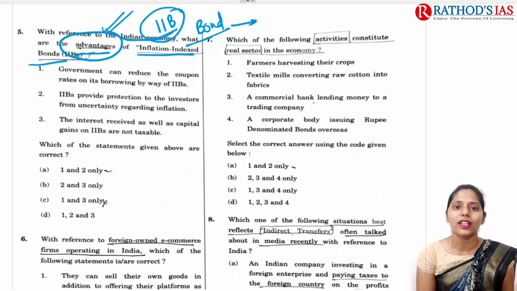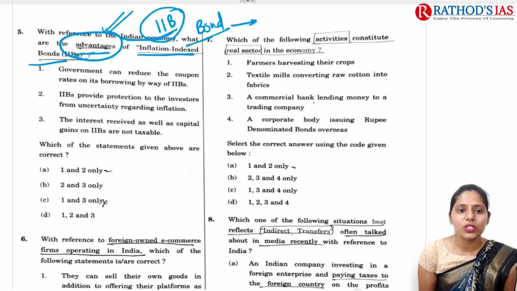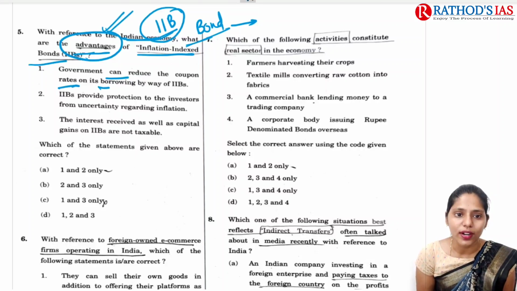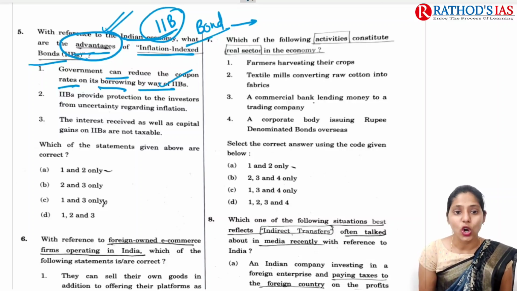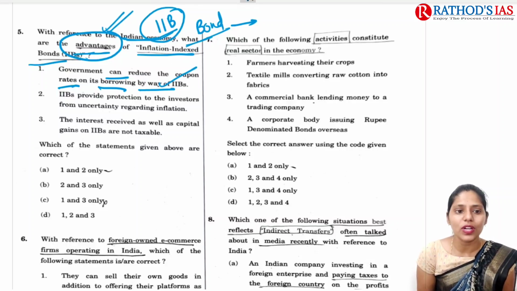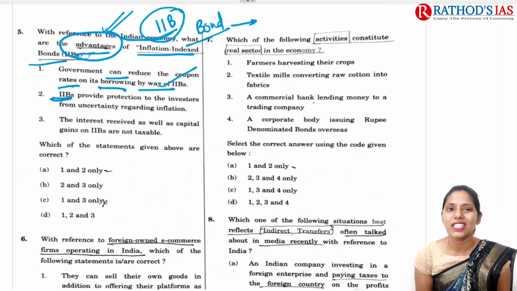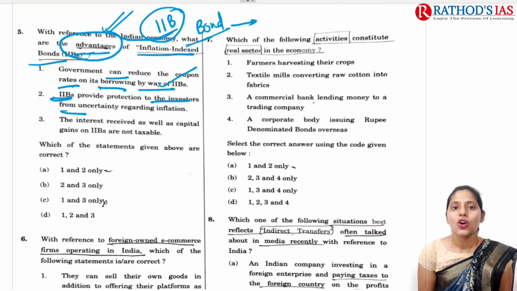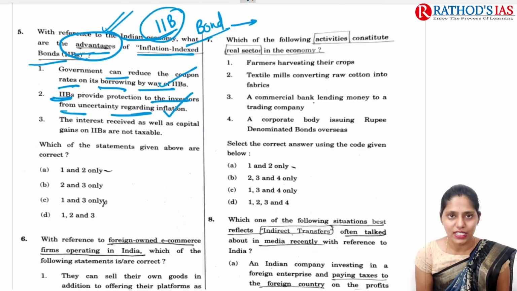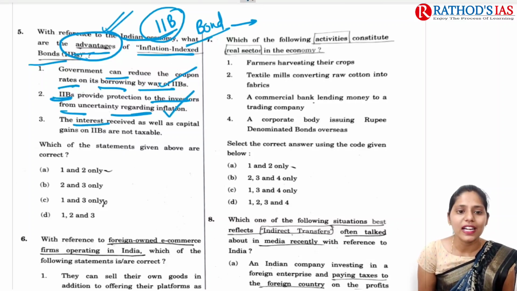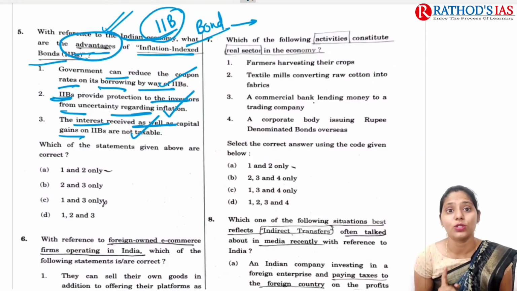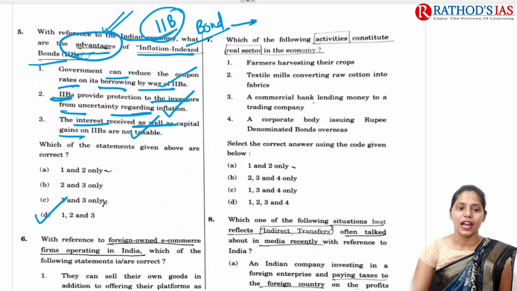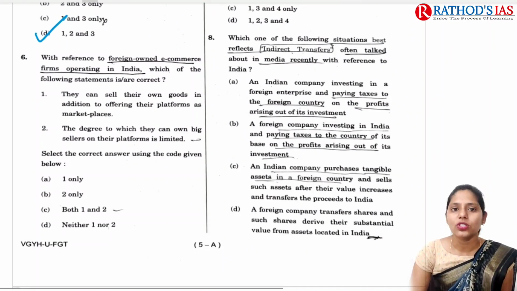So now let us see what advantages are given here. First one is, government can reduce the coupon rates on its borrowing by way of inflation indexed bonds. Yes, government can reduce the coupon rates. And next one is, inflation indexed bonds provide protection to the investors from uncertainty regarding inflation. Yes, this statement is absolutely correct. And next one is, the interest received as well as the capital gains on these inflation indexed bonds will have no tax. Yes, this statement is also correct. So option D is the correct answer. And now let us see the next question.